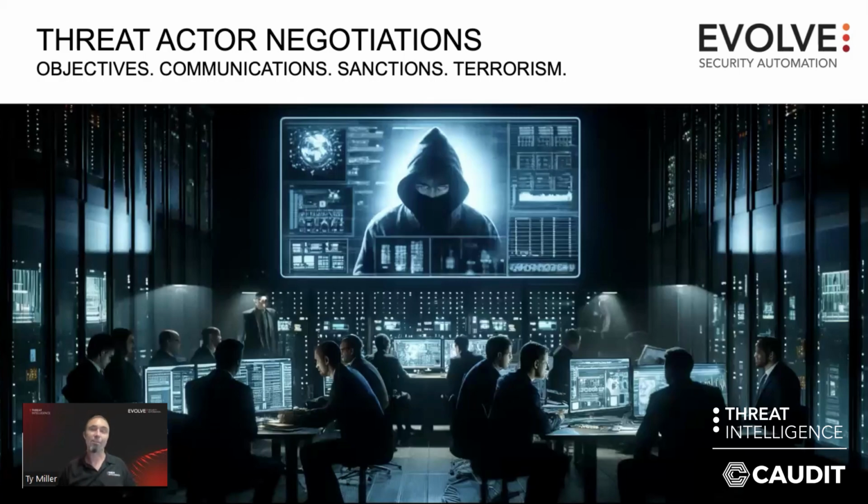Also, even if there are no sanctions, you need to take into account potential breaches of laws associated with funding terrorism. If these threat actor groups are deemed to be cyber terrorist organizations and you're making payments to them, you could be seen as funding terrorism, and therefore you get taken to court for breaking some of those laws.